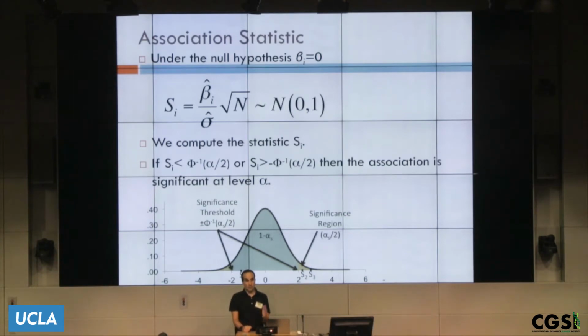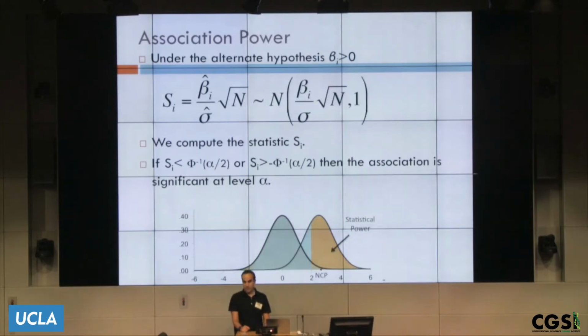Still normal, right? But the mean won't be 0. Okay, so actually I'll show you a picture in that case. So this is what happens if it's non-zero. If it's non-zero, the distribution will follow this second curve here, right? And this point right here corresponds to this value, which is called the non-centrality parameter.